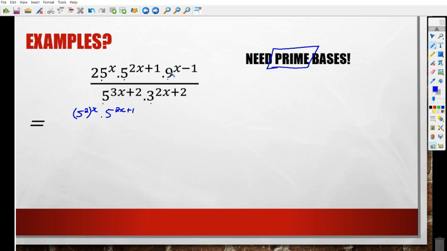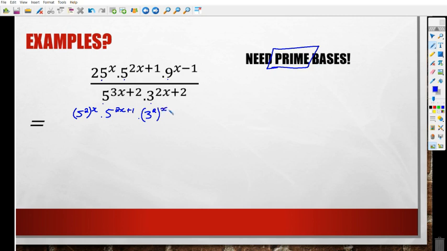Okay, I've got a 9 here. That's not a prime number, but I can change it into a prime number. How am I going to change 9 into a prime base? We put 9 into our calculator, we say equals, and we say shift, and we say fact, and we see that 9 is equal to 3 squared. So whatever my calculator gives me, I put it in a bracket.